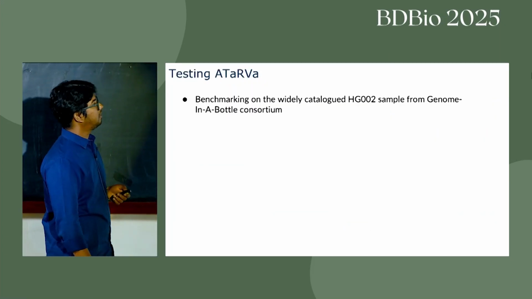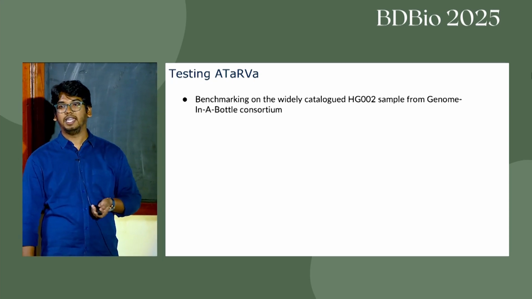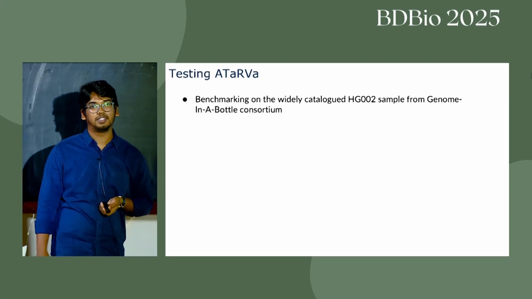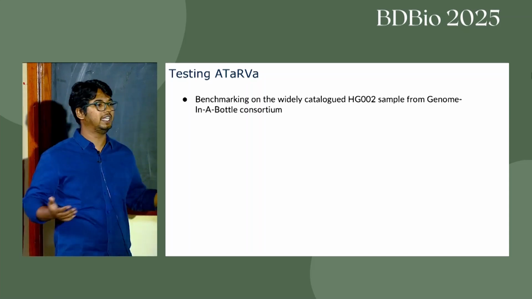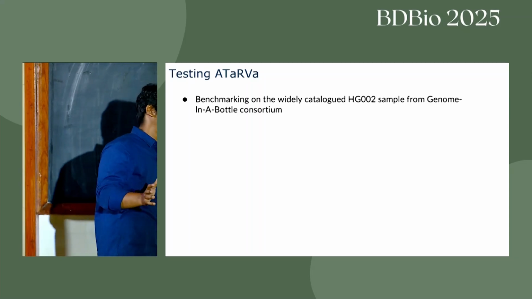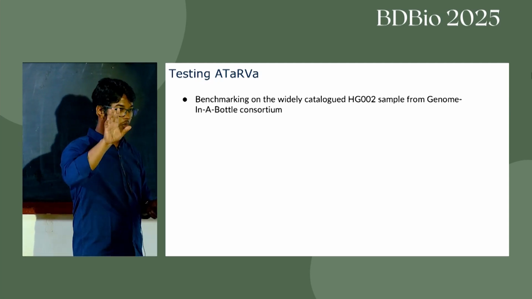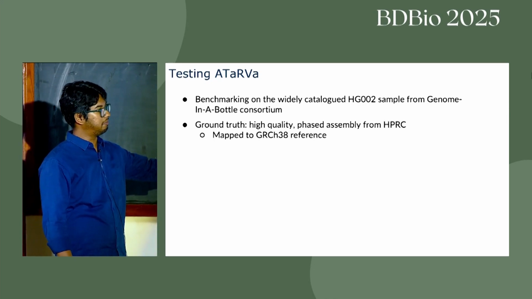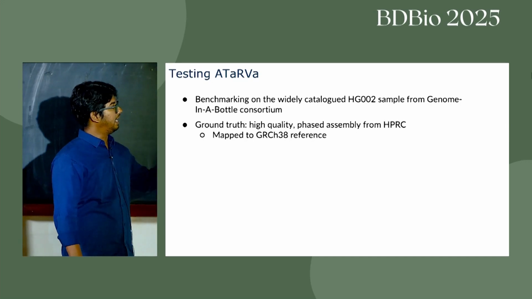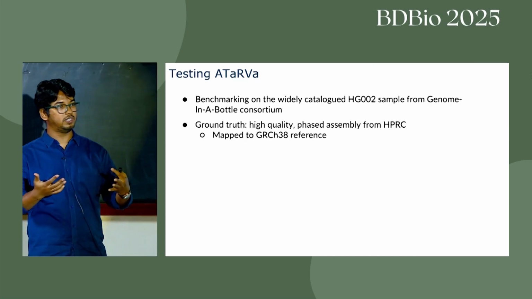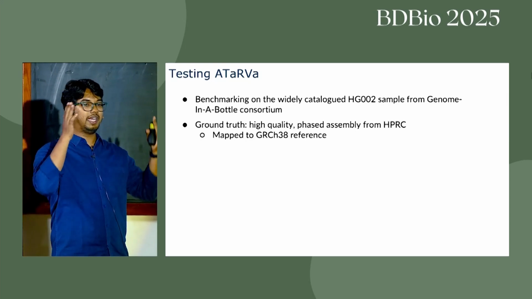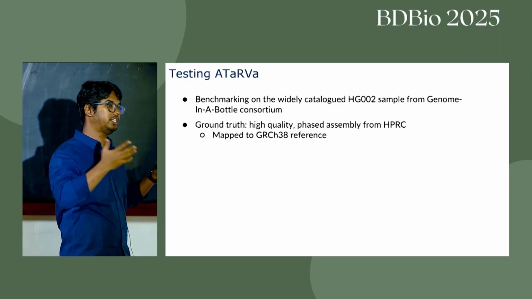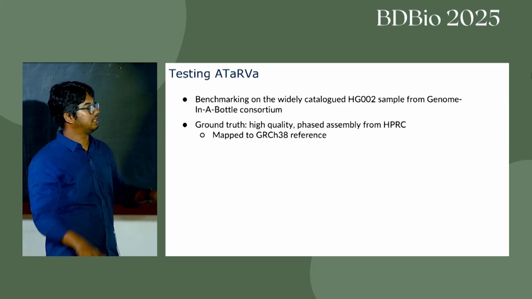So to test ATaRVa, what we did is we used a sample called HG002. If you have worked with genomic data before, you are familiar with that sample. It's from a consortium called Genome in a Bottle. It's a widely cataloged sample. So basically, it's been studied in every way possible, and we sort of know what the sequence is supposed to be. So what we have taken is the high quality phased assembly of this sample from the Human Pangenome Consortium, and we mapped those assemblies to the GRCh38 reference genome and extracted the actual TR alleles from the assembly. So we have the paternal length and maternal length for each TR locus, and that set of genotypes is what is used as ground truth.